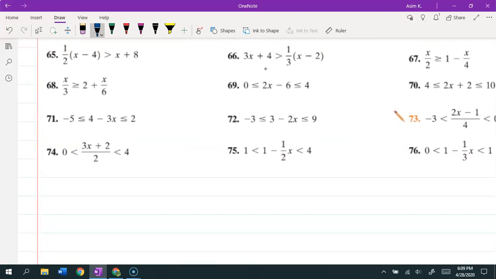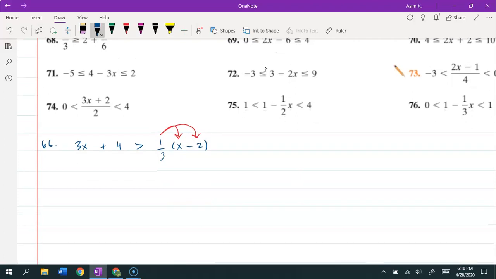Number 66 says that you've got 3x plus 4, and it is greater than 1/3 x minus 2. All right. So first and foremost, we're going to multiply the 1/3 in like this. Or if you want to make your life a little bit easier and multiply the whole inequality by 3, you could do that as well.